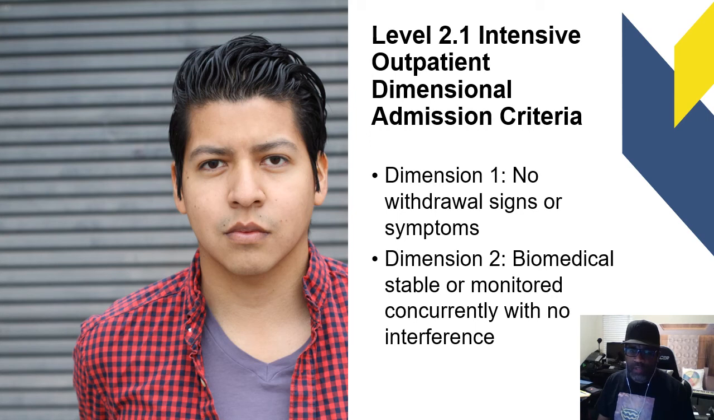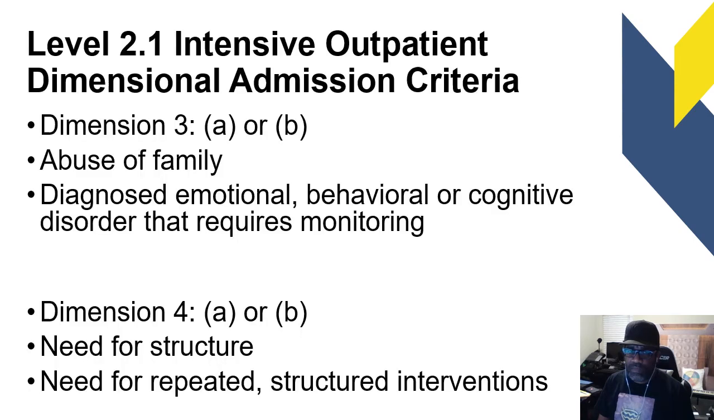Level 2.1, intensive outpatient dimensional admission criteria. Dimension 1, no withdrawal signs or symptoms. Dimension 2, biomedical stable or monitored concurrently with no interference. Dimension 3, A or B, abuse of family or diagnosed emotional, behavioral, or cognitive disorder that requires monitoring. Dimension 4, A or B, need for structure or a need for repeated structured interventions.